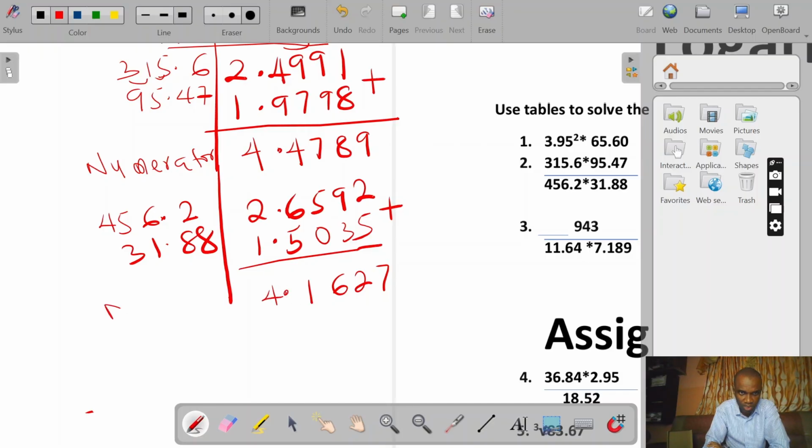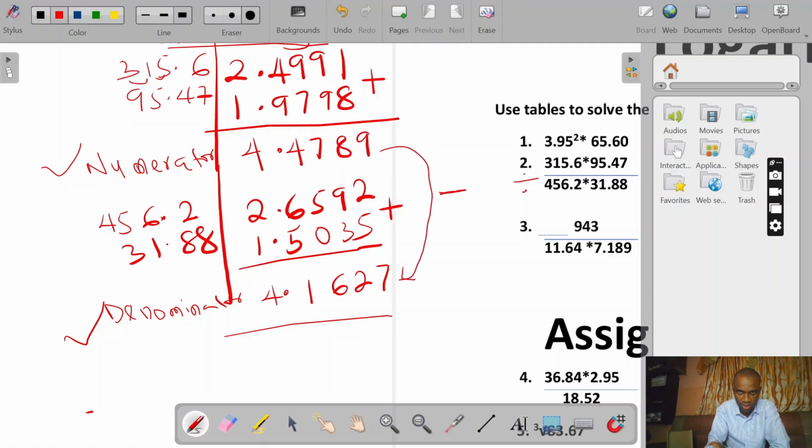This is the denominator. This is for the denominator. So I'm considering the numerator and the denominator. So what do I do? Because of this division sign in between the numerator and the denominator, I have to subtract these two.